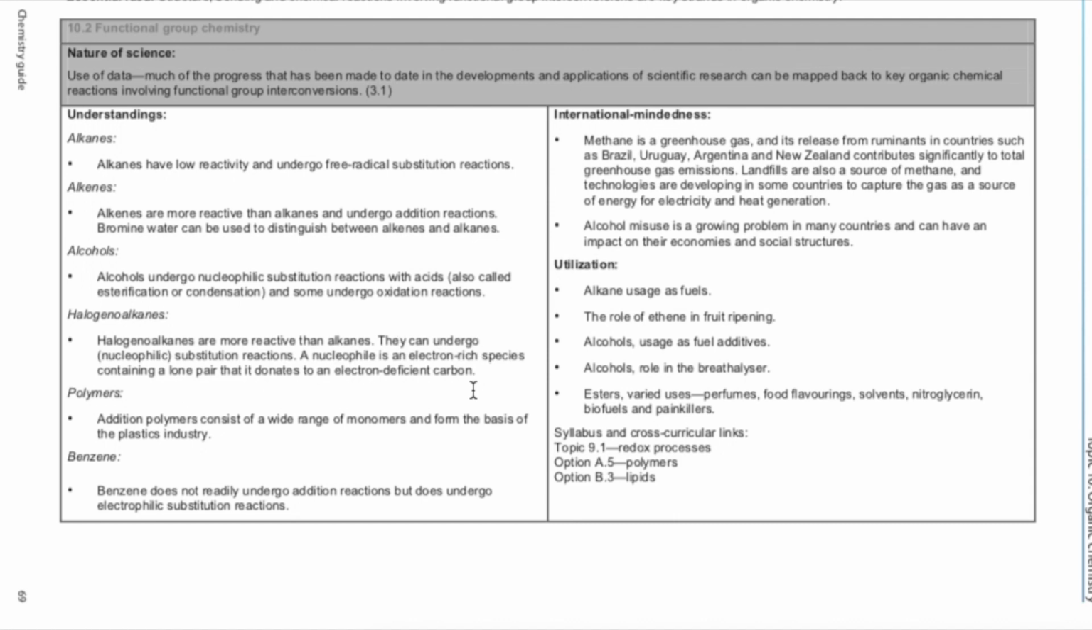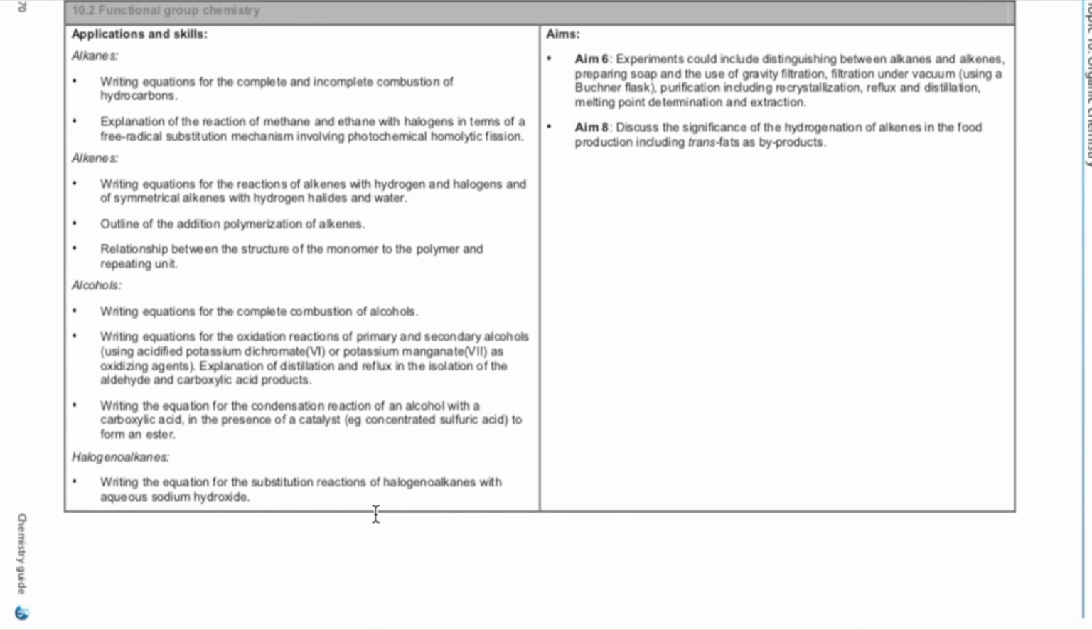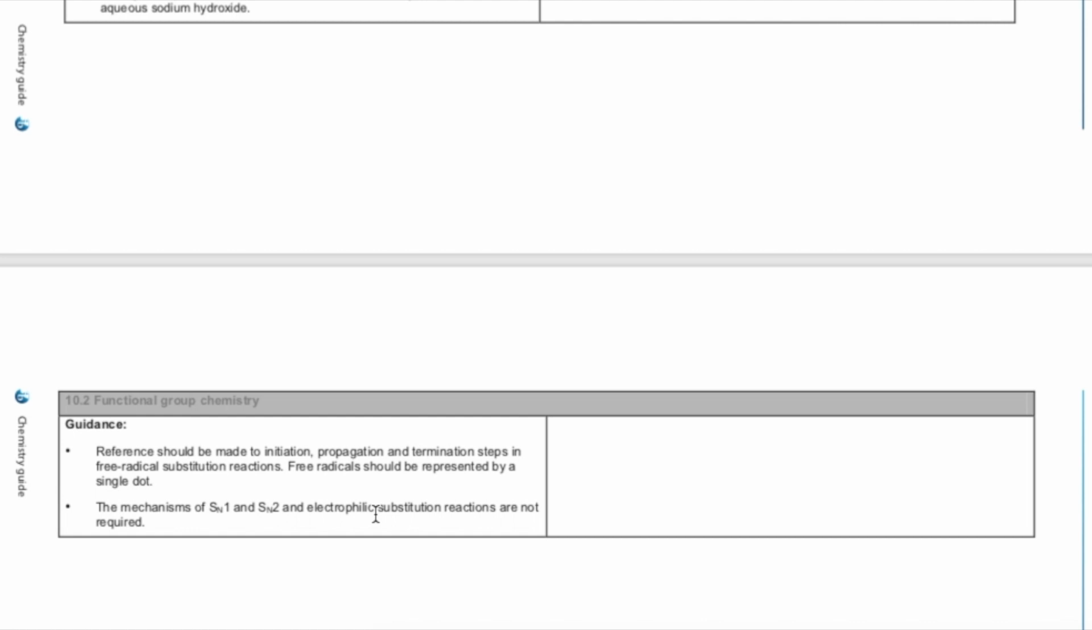an electron-deficient carbon. And then under the application and skills section it says writing the equation for the substitution reactions of halogenoalkanes with aqueous sodium hydroxide. Of course, this being the SL section, it says that the mechanism of SN1 and SN2 and electrophilic substitution reactions is not required. Of course, this is very much a part of the HL chemistry syllabus in section 20.